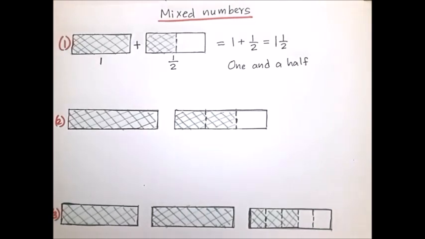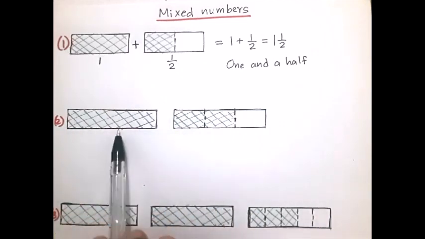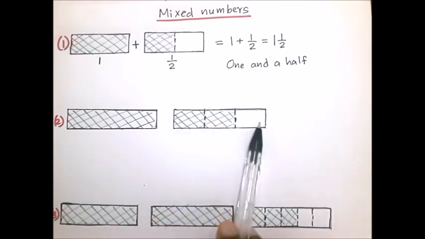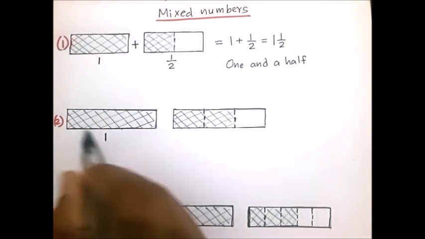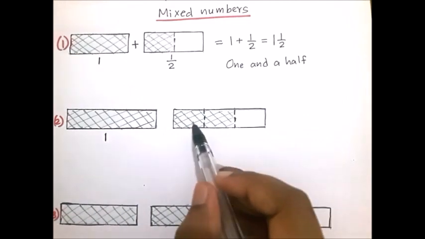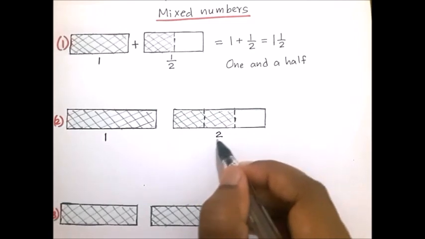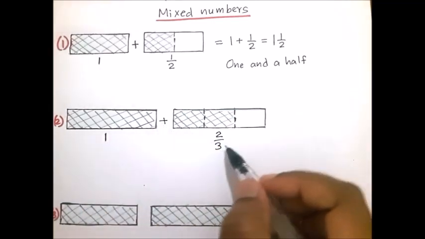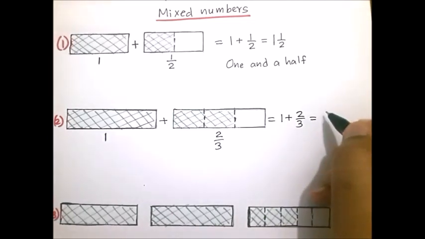Now look at the second diagram. Again two rectangles of equal size. Here a full rectangle is shaded and here 2/3 of it is shaded. Out of 3 parts, 2 parts are shaded. We can write this as 1 because the whole rectangle is shaded here. Here out of 3 parts, 2 parts are shaded, so we can write this as the fraction 2/3. Now I am going to add these two. Here 1 and here 2/3. 1 plus 2/3. We can write it as the mixed number 1 and 2/3.